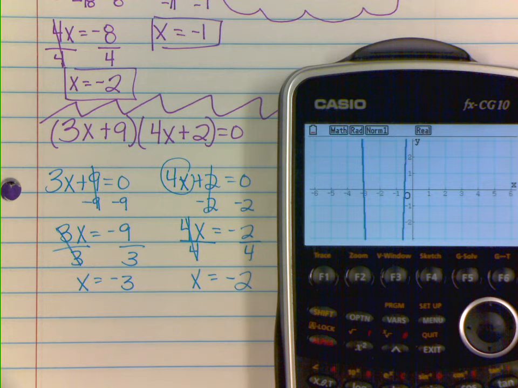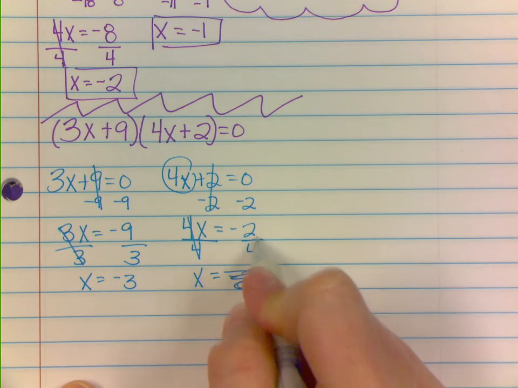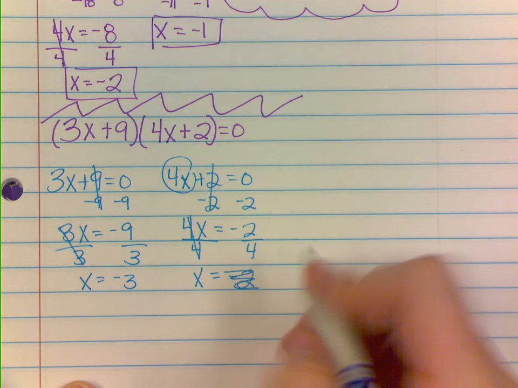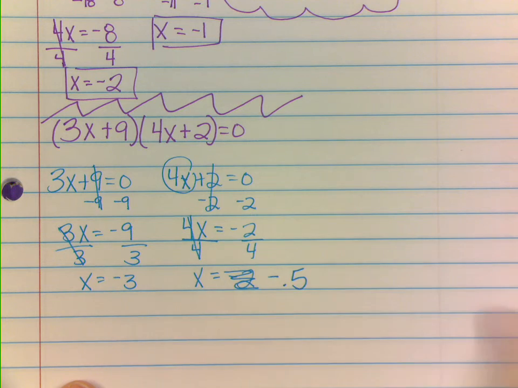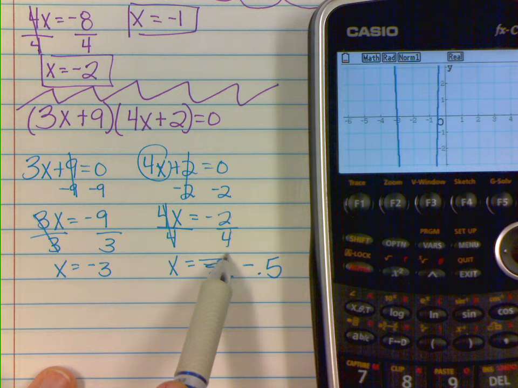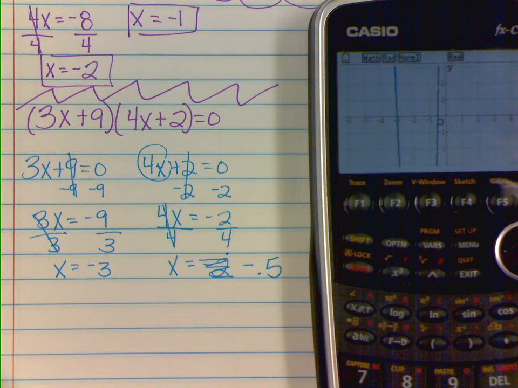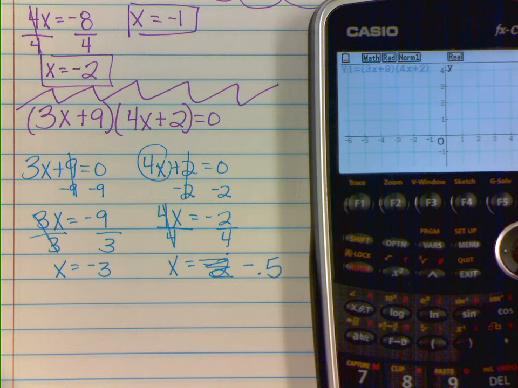What did we do yesterday? Look at this. Oh, there's our problem. What's negative 2 divided by 4? Negative 0.5. Negative 2 divided by 4. It's 1/2. If I have 2/4 of a pie, how much do I have? 0.5.